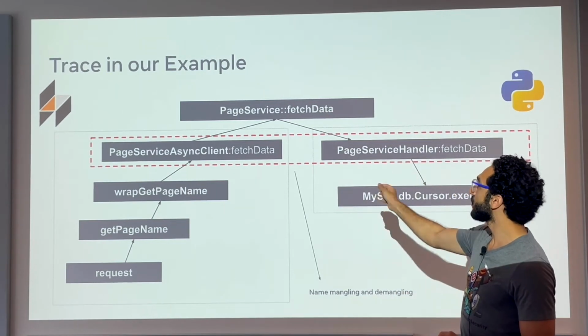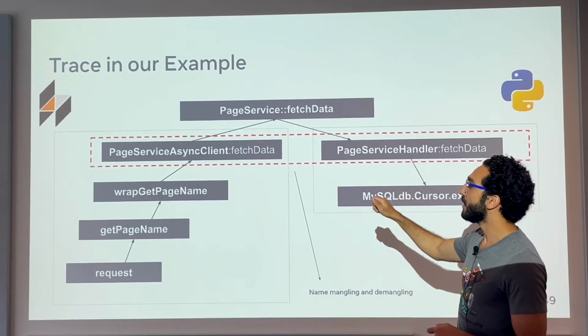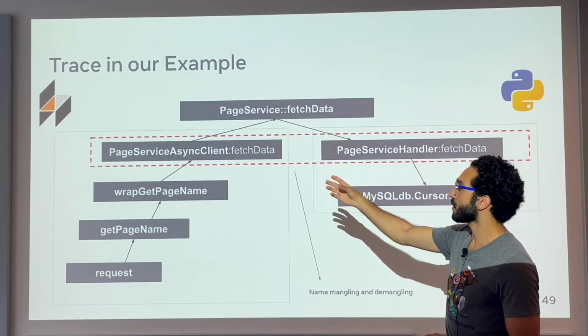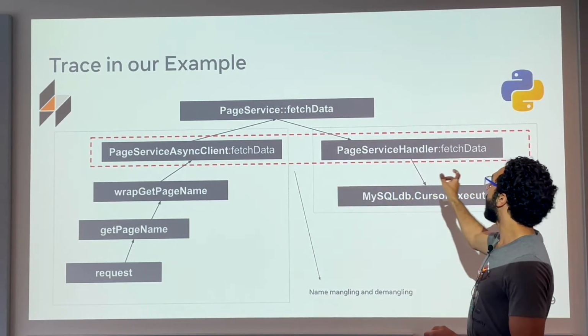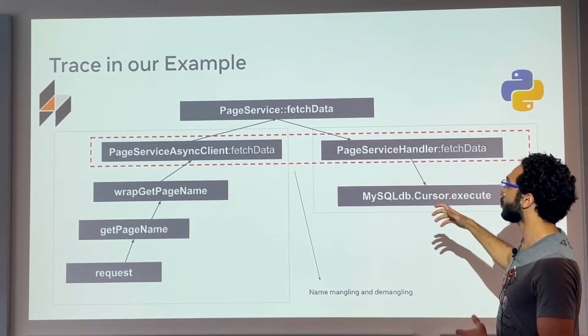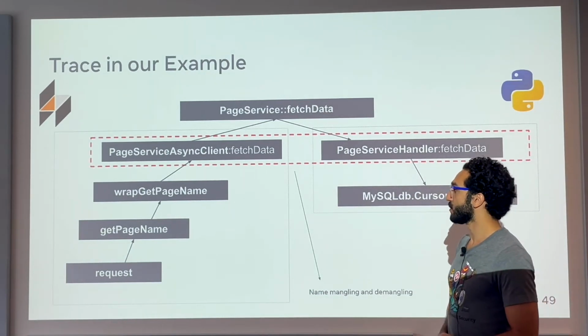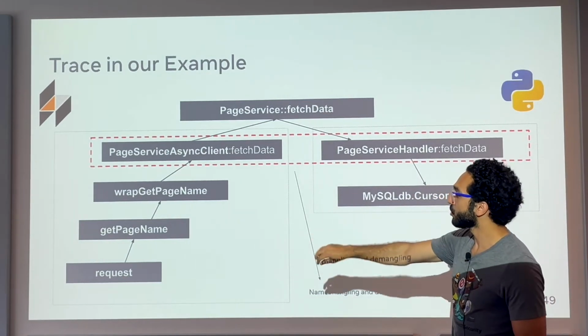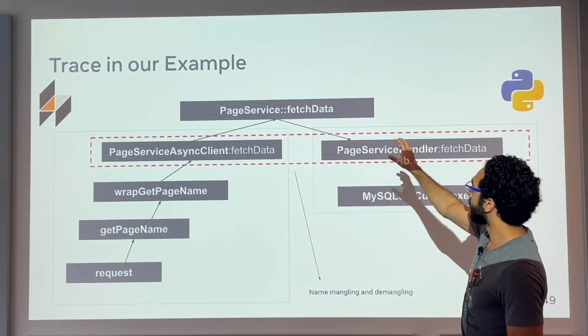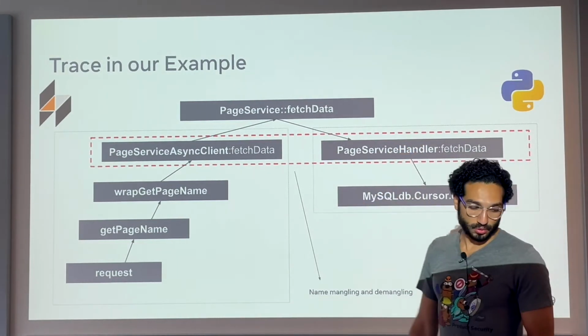And you see here the mangling and demangling of the service name. So in the PHP, the client called page service async client, and on the right side is the page service handler, which is the implementation for that service. And the data flows from here to the service, and then from the service back into the sync function here.